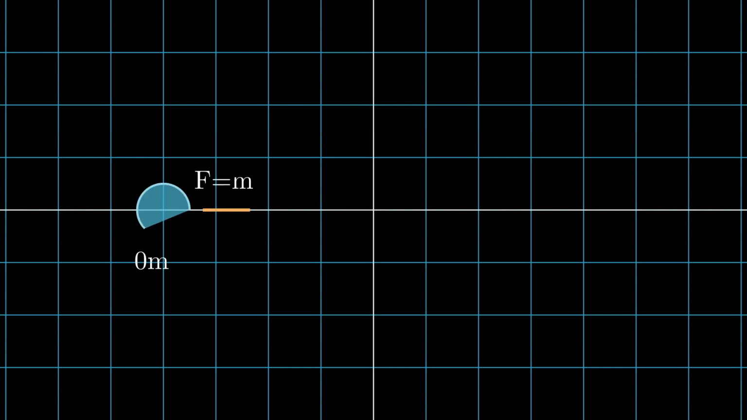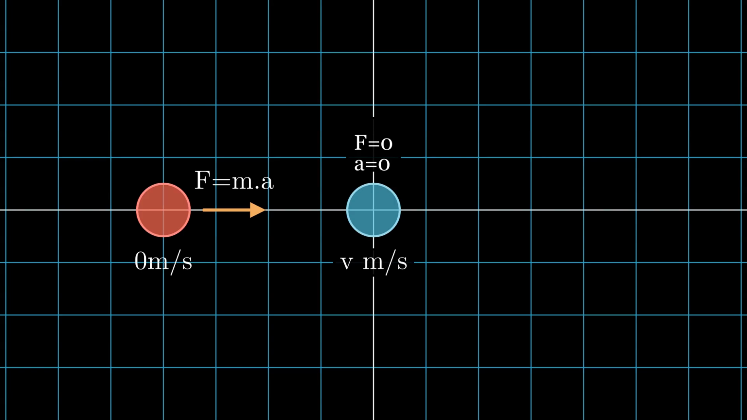Let's translate the situation into a graph. Here we have our ball at rest, and then a force is applied to it. After some time, it reaches a point where no more force is acting on it. At that moment, the acceleration becomes zero and the velocity stops changing.